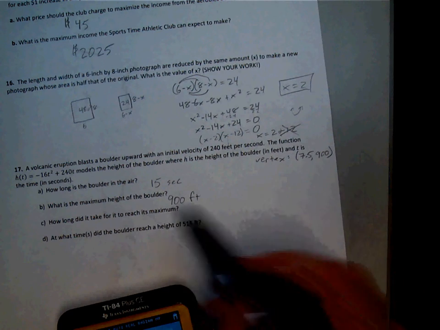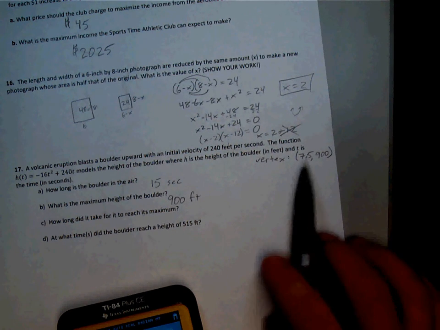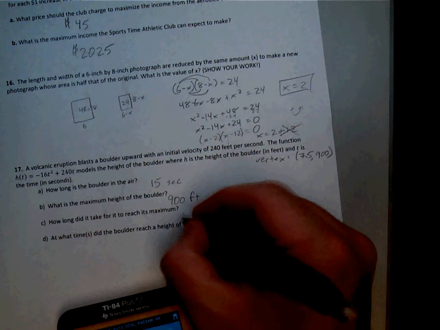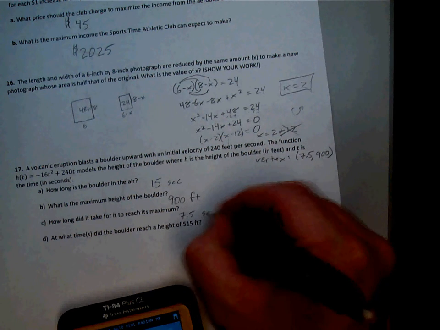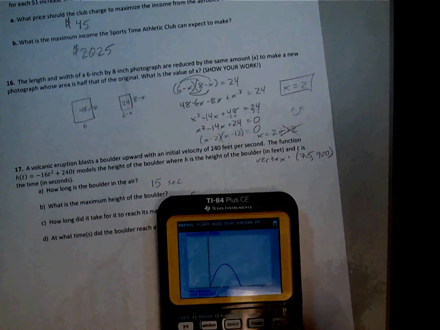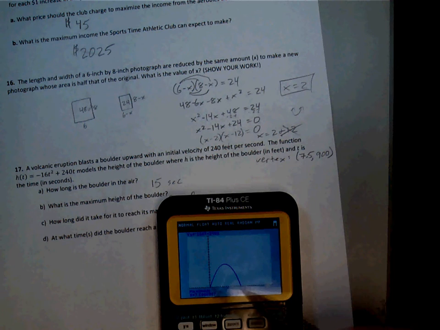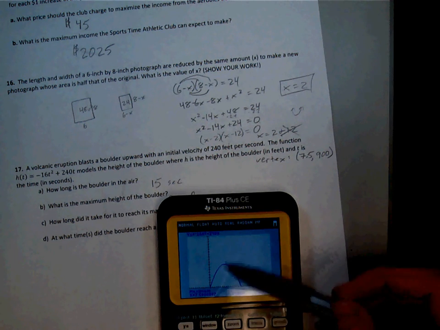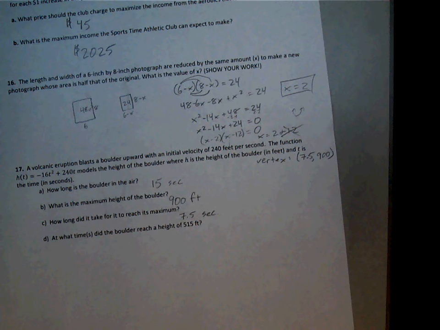How long did it take for it to get there? Well, that's the time associated with it. That's the x value, 7.5 seconds. Remember, we shot it at 0 seconds. It hit the ground at 15, so it's going to be at the maximum halfway between, so it's 7.5 seconds.